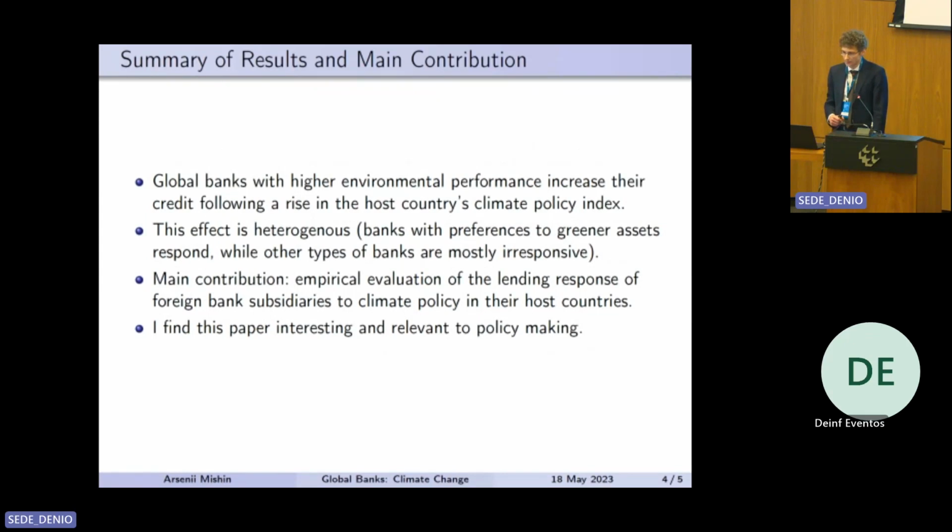Summary of results: the authors find that global banks with higher E-scores increase their lending following an increase in the host country's climate policy index. And it is very interesting that this effect is heterogeneous. Those banks with preferences for greener assets react, while other types of banks are mainly unresponsive.